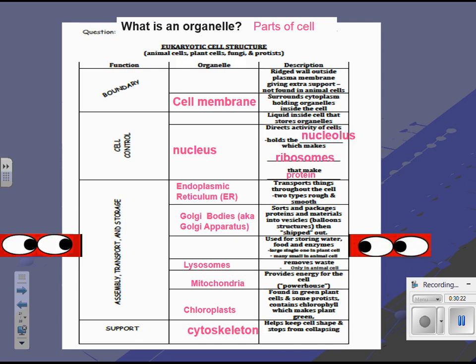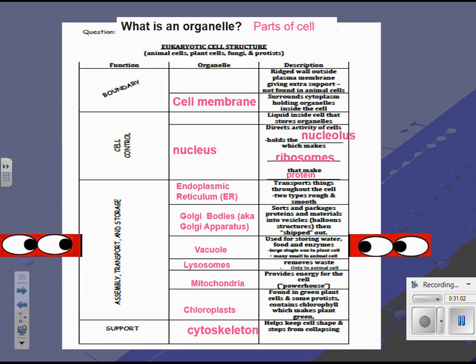Used for storing water, food, and enzymes. I want you to highlight storing water. Everyone highlight storing water. And highlight the information about one large vacuole in plants and many small in animal cells. You can highlight all that. What organelle is this? The vacuole. Everyone say vacuole. Good.